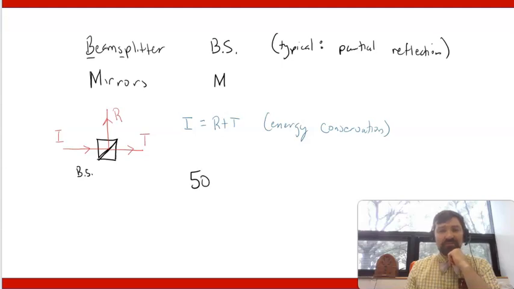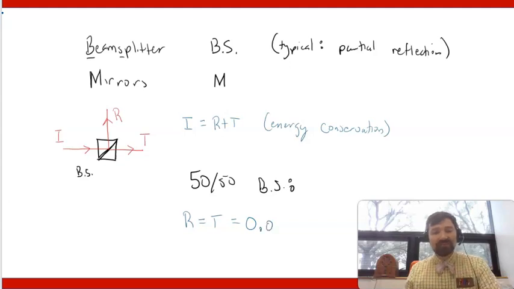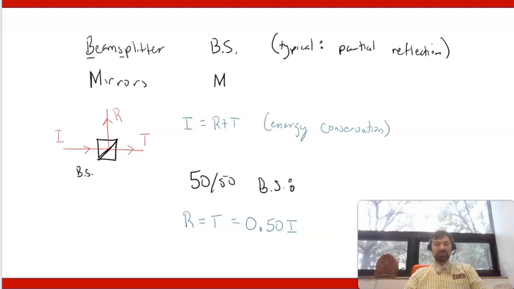So a 50-50 beam splitter would basically mean that the R and T components are each half, so 0.50 times the incident intensity. Now there is often a little bit of loss as well, so it may really be more like 49%, 49%, and 2% is just scattered or otherwise lost.